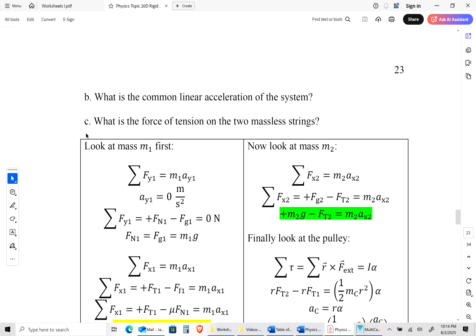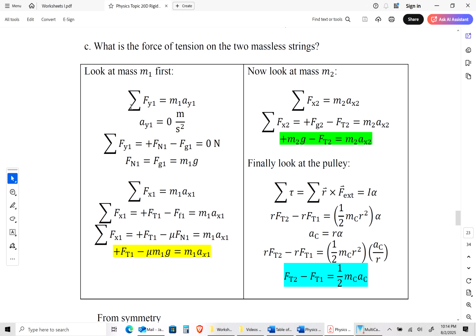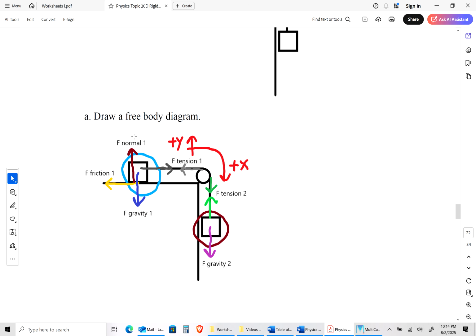Part B, what is the common linear acceleration of the system? Part C, what is the force of tension on the two massless strings? So, look at mass 1 first. Sigma F sub y equals m1 a sub y1. We know the object is not jumping up and down. So force normal 1 equals force gravity 1 equals mg. So this is the vertical y-axis only for mass 1.